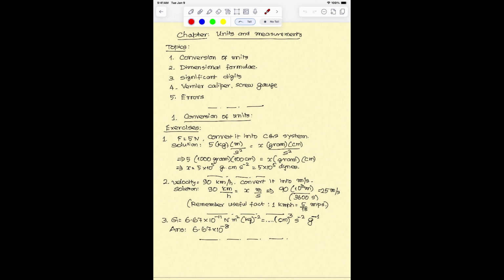Now the kind of topics which are covered in this chapter, and therefore what kind of questions you are likely to get, fall into these five different topics. One is conversion of units, that is from one unit to another. Like for example, 20 newtons would be how many cgs units, like that, etc.